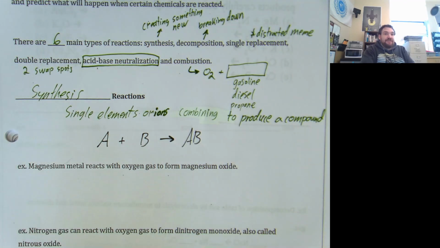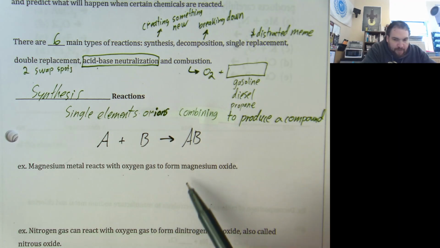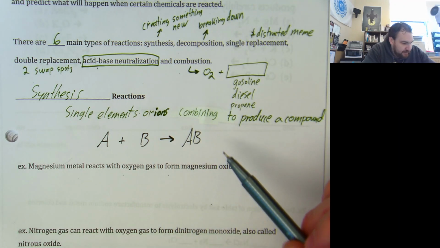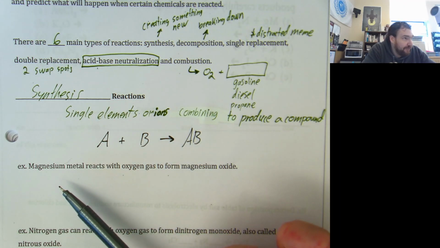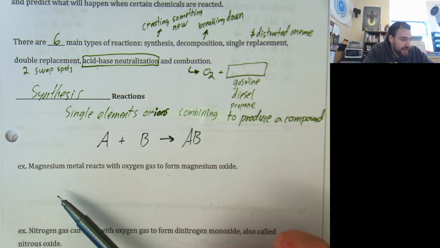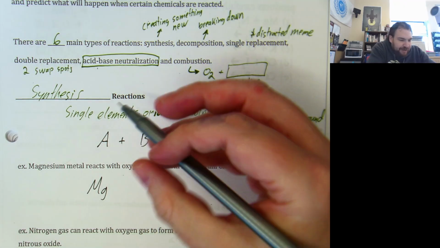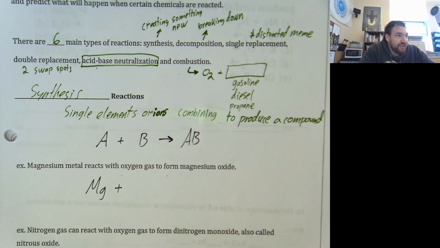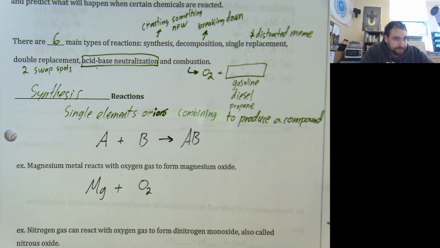So I got a couple examples. Here's two. Magnesium metal reacts with oxygen gas to form magnesium oxide. Well, let's do this. What is the chemical formula for magnesium? Mg. It's going to react with oxygen gas. What's the chemical formula for oxygen gas? It is not O. It's O2, because oxygen is diatomic.